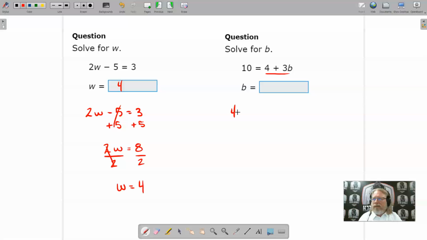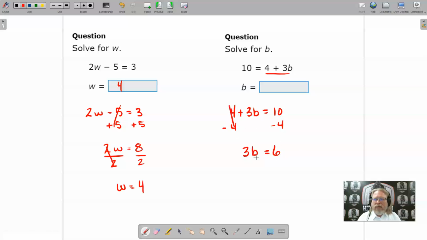On the next one, you know me, I like to get the variables over on the left. So I'm going to do 4 plus 3b equals 10. I just flipped them around. We can do that. And let's go ahead and deal with this positive 4 so we can get to the multiplication with the 3b. So our first step is to subtract 4. What we do to one side, we're going to do to the other. And these 4's are going to cancel each other out because they're opposites. That equals 0, and 0 plus 3b is simply 3b, and 10 minus 4 is 6.